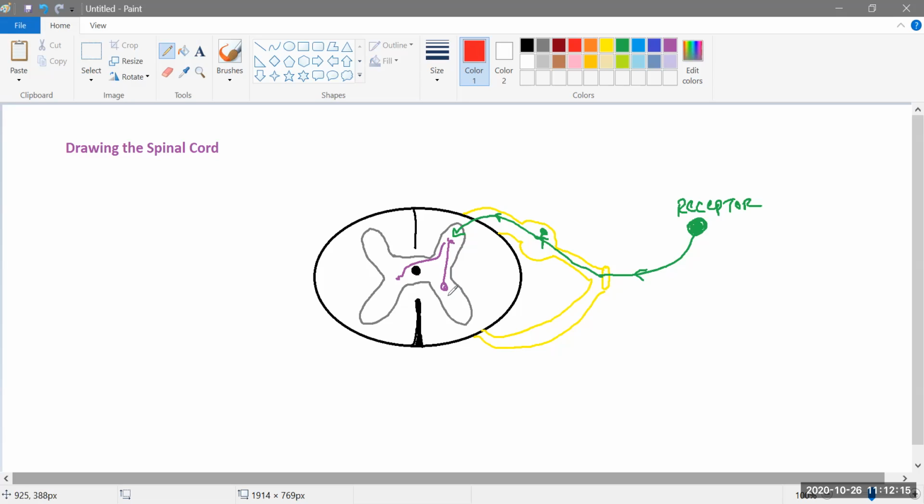And then that interneuron will synapse with a motor neuron, and that motor neuron will take information out to an effector. So effectors are always muscles and glands. So maybe you draw in a little muscle picture. Maybe you draw in a cell that's releasing some hormone, and that's a gland cell, right? But there's your spinal cord with some of the most important parts and also the direction of information flow.